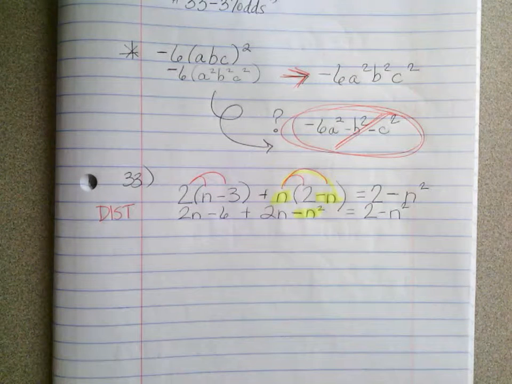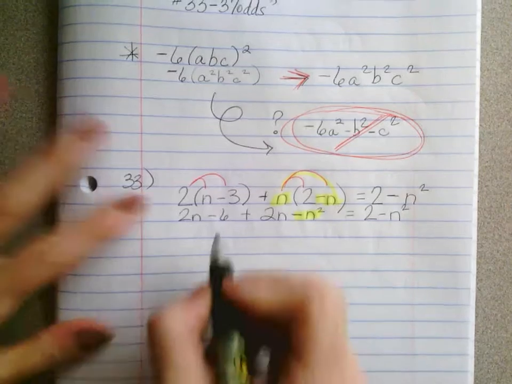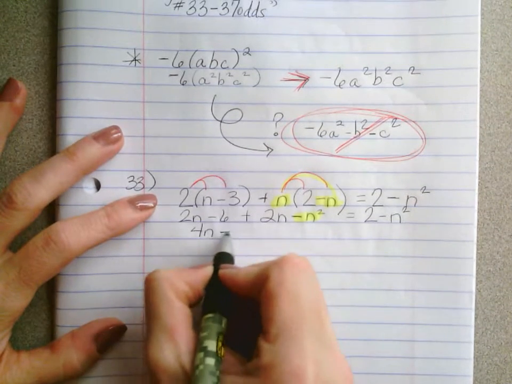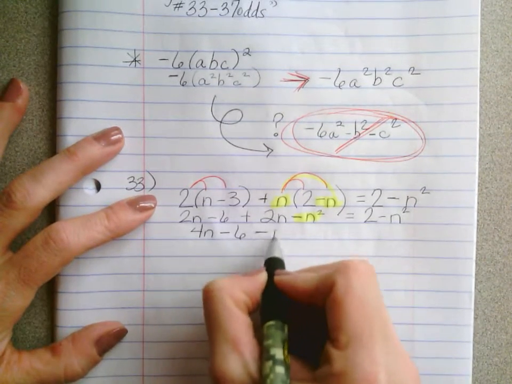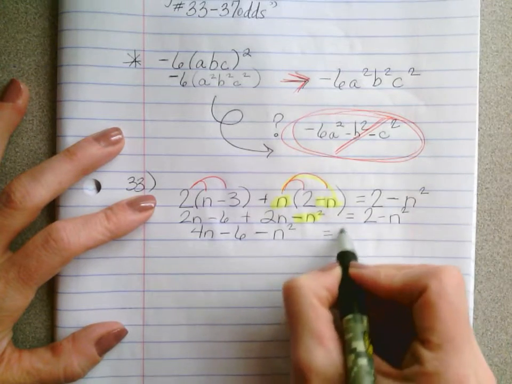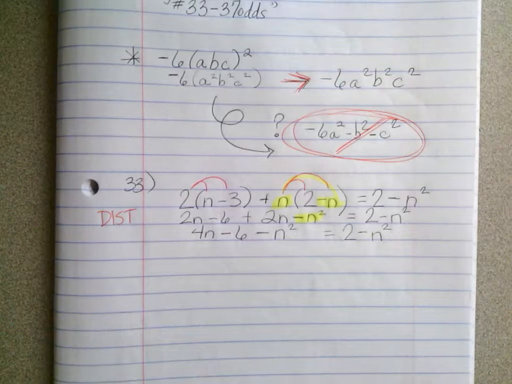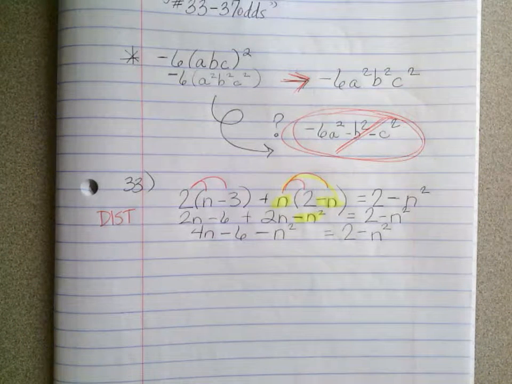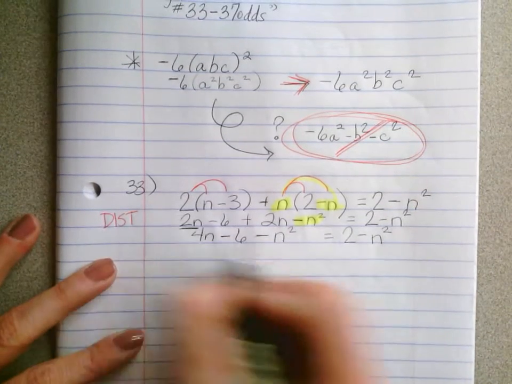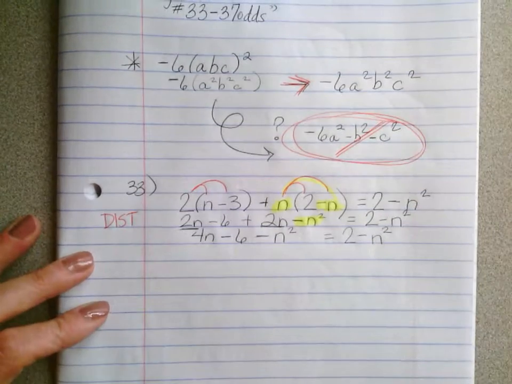Can we collect anything on the left? I think we can. We can collect our n's anyway. But the n squared cannot get combined with the n's. N squared is something completely different from n. Okay, n is n to the first. So you cannot collect anything beyond these two pieces.